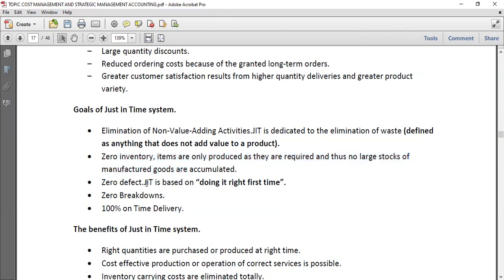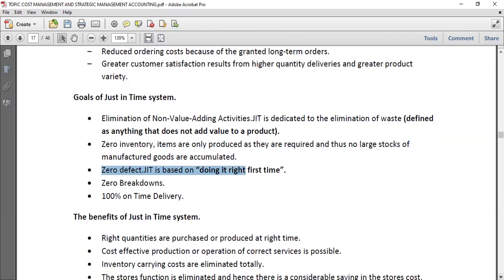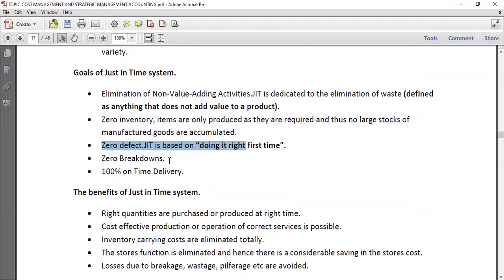We also say that just in time incorporates total quality management, which says do it right the first time. Do it right the first time, okay? There are also zero breakdowns. Remember, it is total quality management, as well as 100% on-time delivery, okay? That is what it does.